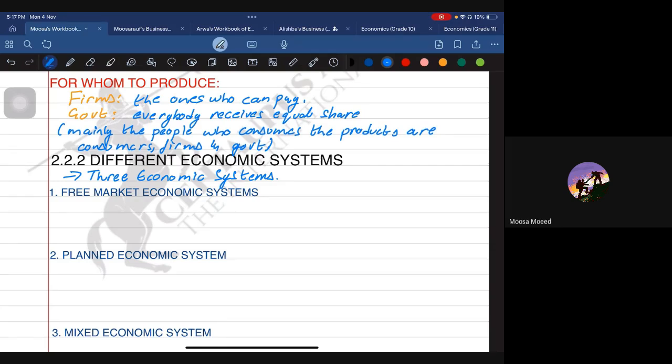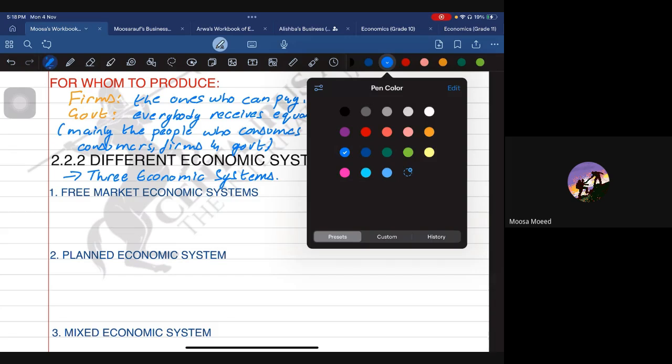नहीं बता सर। Okay. Let's just do this then. Free market economic systems is a system where, just let me do this first.